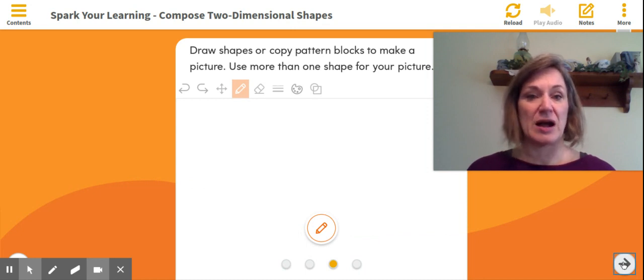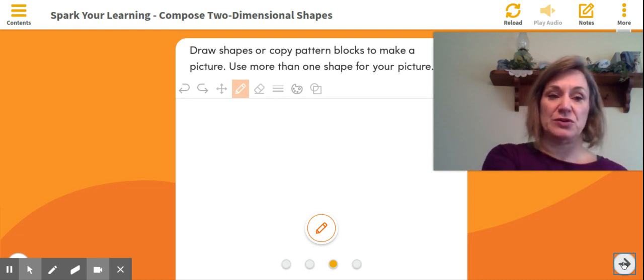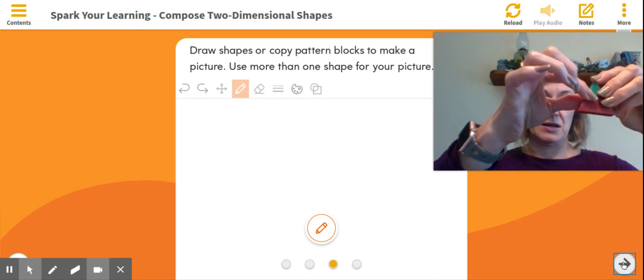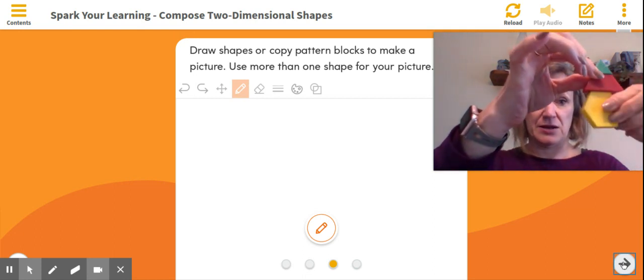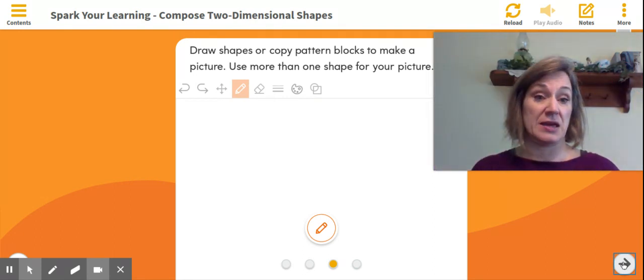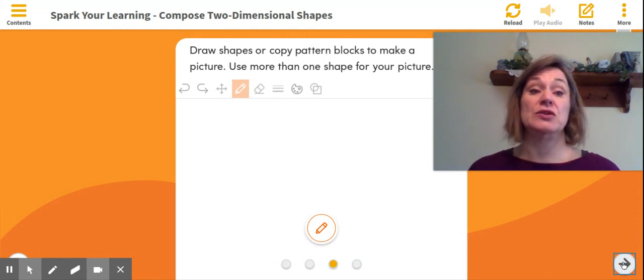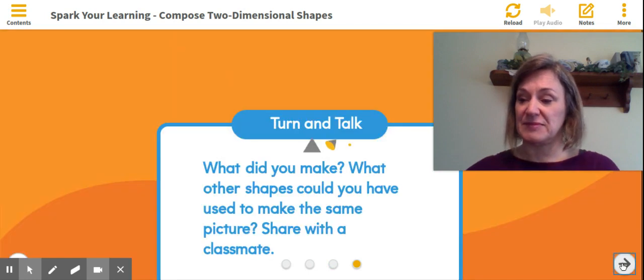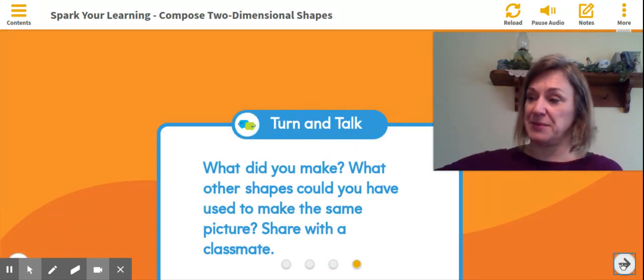Draw shapes or copy patterns to make a picture. So you could put them together to make a clown hat and a clown face. You could make an airplane. You could make a rocket. Whatever you would like to make out of your shapes, just trace around them in your book. And then if you want to, you can even color them. So that was page 443.